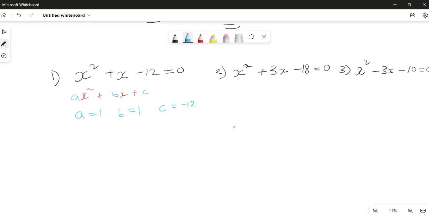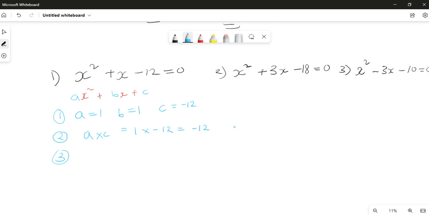Once you have listed down your A, B, and C, the next thing that you're going to do is multiply. This is step 1, you list down A, B, and C. Step 2, you multiply A times C, so that's going to be 1 times negative 12. That gives us negative 12. So step 3, you are going to look for two factors that when you add them, they should give you 1, all right? And when you multiply them, they should give you negative 12.